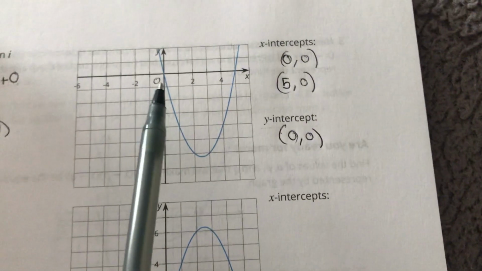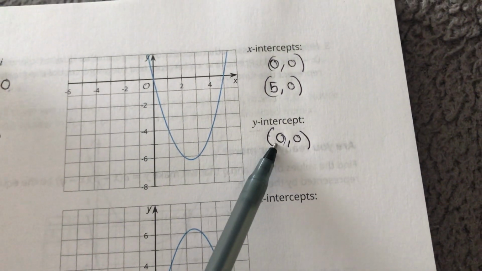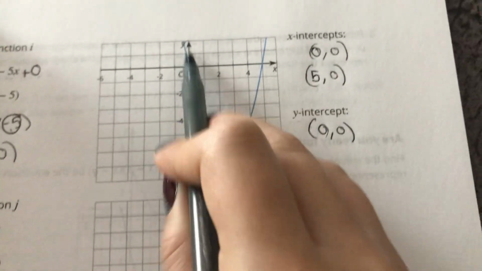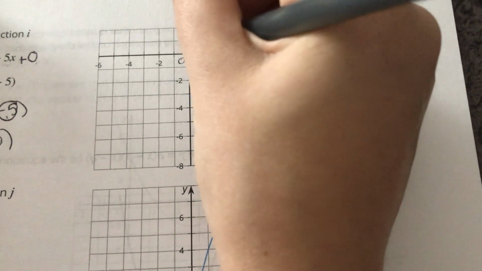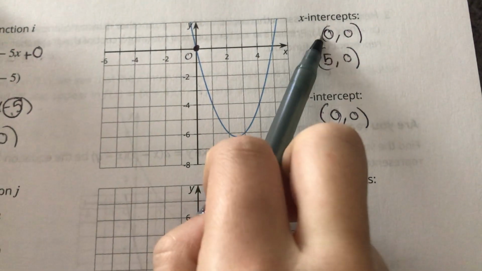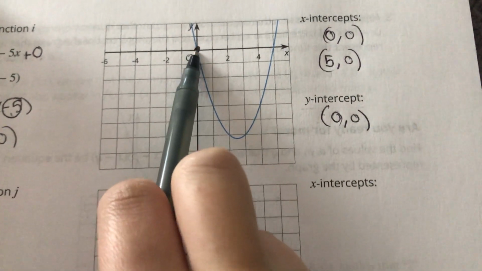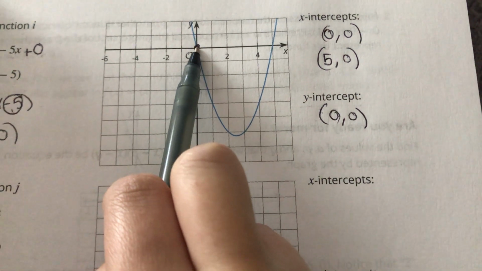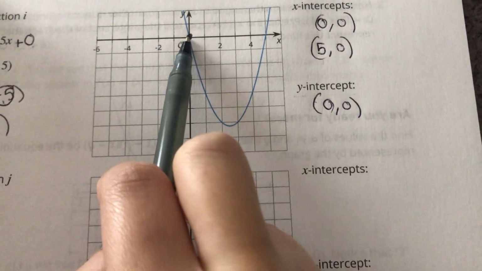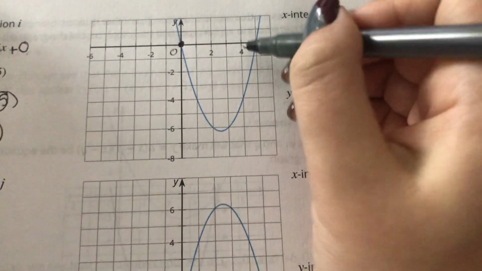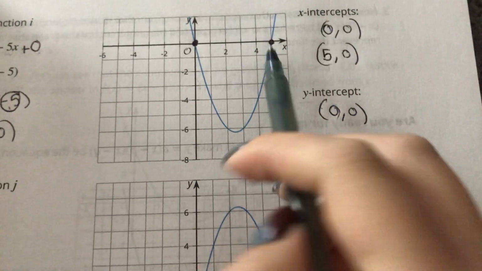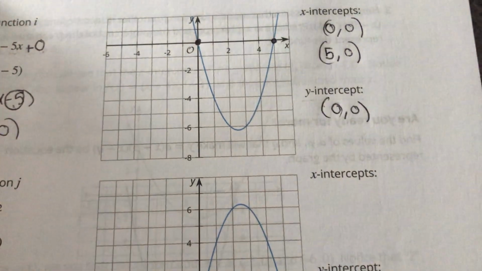Now let's use the graph and make sure we did it correct. Do I have a y-intercept at 0, 0? Yes, I do, because this is the point that's touching my y-axis. And then do I have an x-intercept at 0, 0? Yes, I do. Notice how the y-intercept and x-intercept share a point. That's because this point here at 0, 0, the origin, is on both the x-axis and the y-axis. And then I also should have an x-intercept at 5, 0, which we can see that I do. So I have done this all correctly.